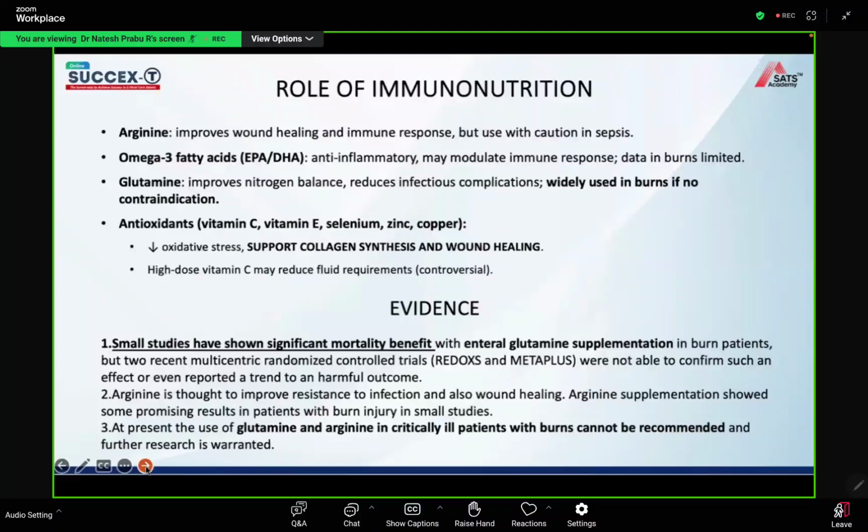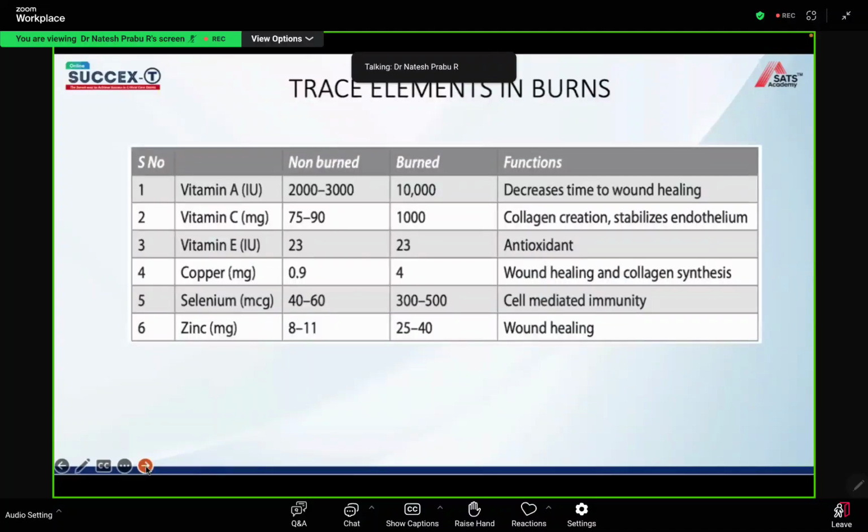Regarding the role of immunonutrition, particularly in burns patients, the use of arginine, glutamine, and other antioxidants like vitamin C, vitamin E, and micronutrients has also been studied. Some small studies have shown significant mortality benefits, but the recent REDOXS and METAPLUS trials were not able to show any improvement in outcomes, and even reported a trend toward harmful outcomes in this subset of patients. The trace elements which can be used in burns are vitamin A, C, E, copper, selenium, and zinc according to the recommended guidelines which we usually see.